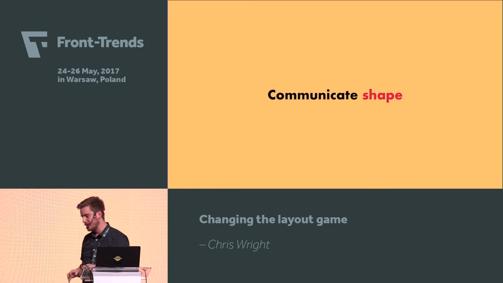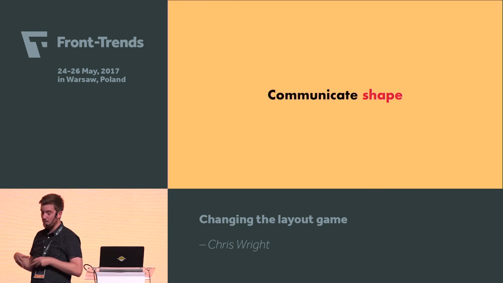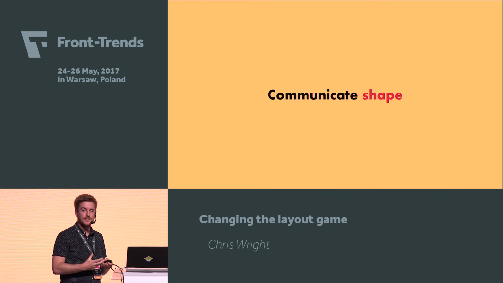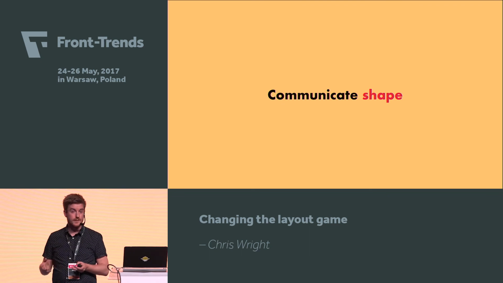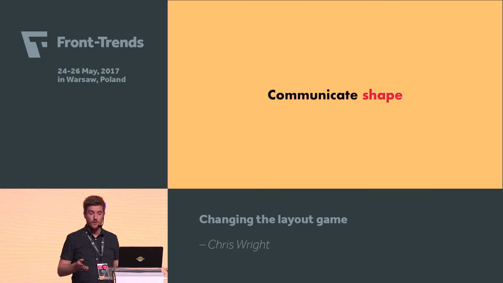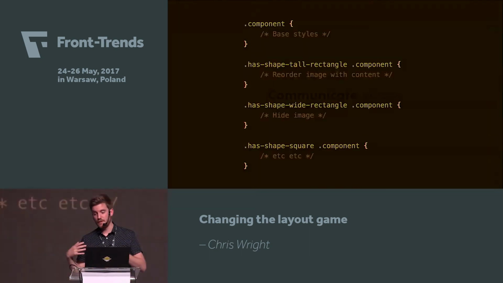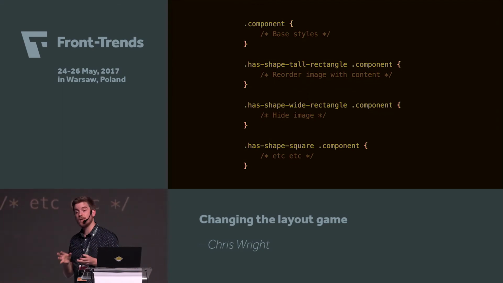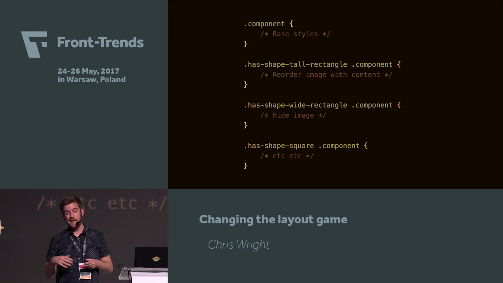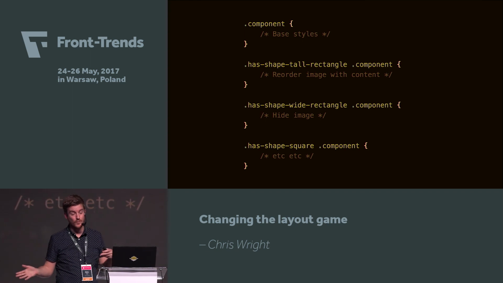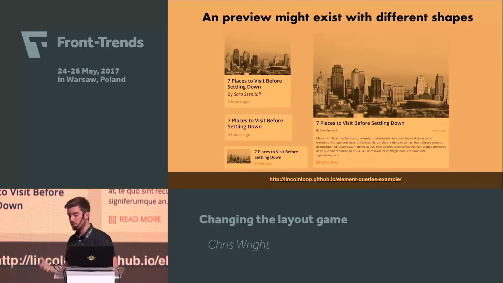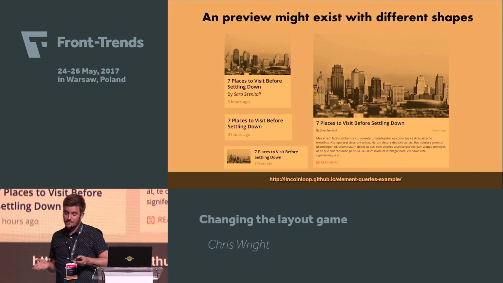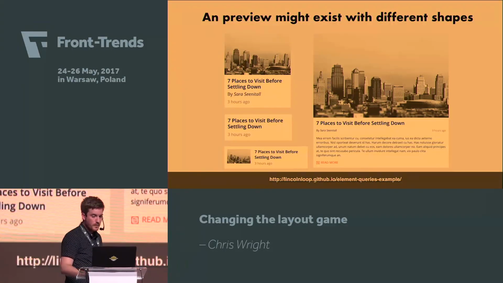So it's kind of problematic. But what we can do is when we are reporting the size, we could maybe calculate the ratio of the area and work out what the shape is. So we could say we're a tall rectangle, a square, a narrow rectangle, and we could then communicate that and define that on the component, how the component should behave if it's a tall rectangle or a wide rectangle or has a certain shape. And one of those article previews might exist at different shapes like this.